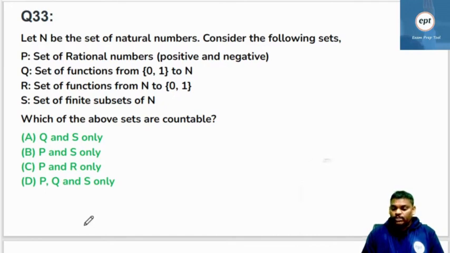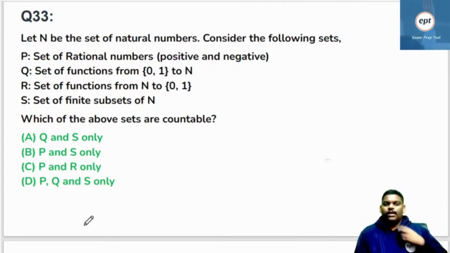Q, the set of functions from {0, 1} to N. R, the set of functions from N to {0, 1}. S, the set of finite subsets of N. Check what is the answer for this.